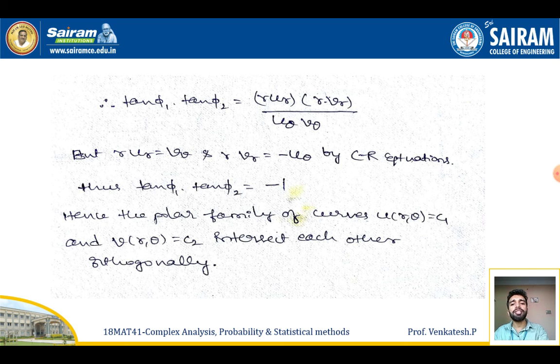So if I replace these values here to cancel the terms, I'll be replacing v theta with r ur, and u theta with minus r vr. So I can cancel the values. I'll be getting what? Tan phi 1 into tan phi 2 is equal to minus 1. So hence I can conclude that the polar family of curves u of r comma theta is equal to c1 and v of r comma theta is equal to c2 intersect each other orthogonally.